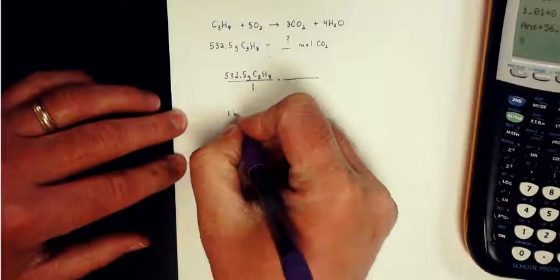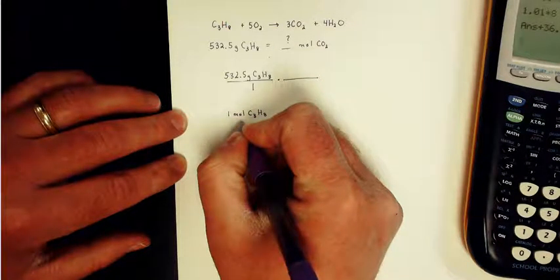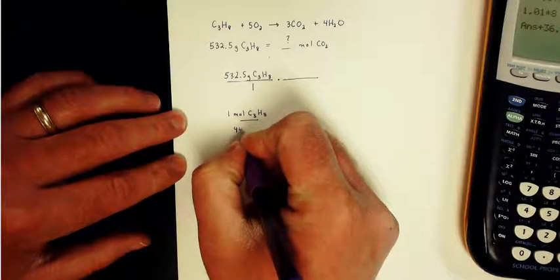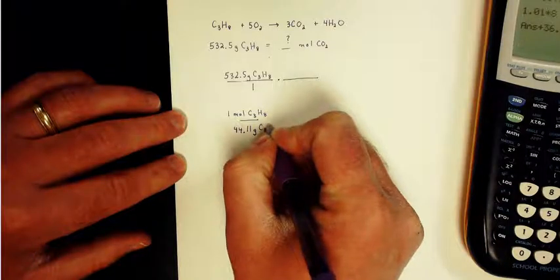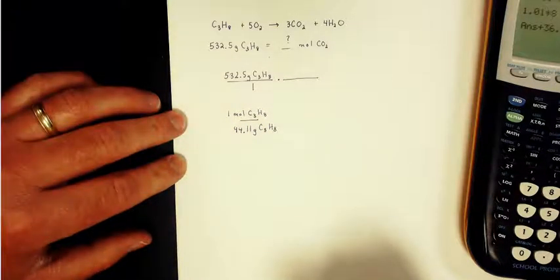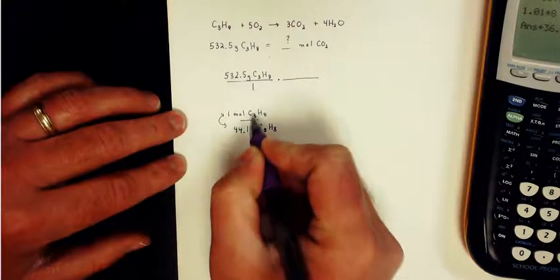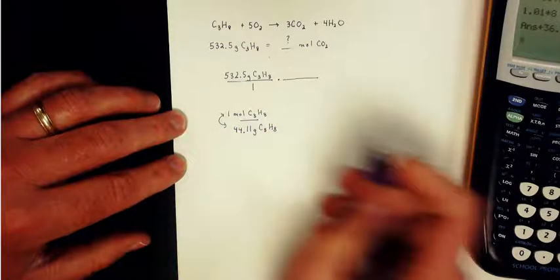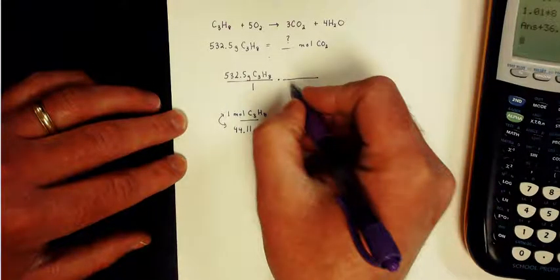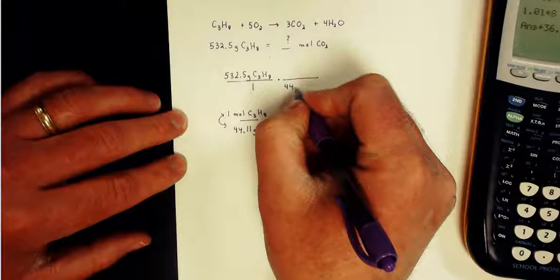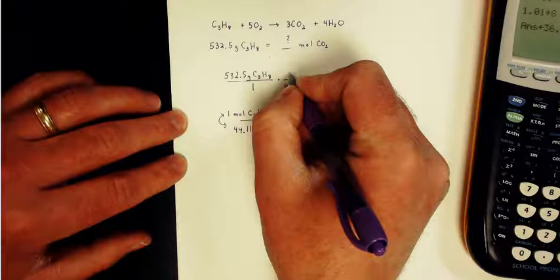So 1 mole of propane is equal to 44.11 grams of propane. And remember, that's a conversion factor that we can write either way. We can have the grams on the top or the moles on the top, either one. For our purposes, since we have grams on the top up here, we want to have grams on the bottom over here. So 44.11 grams of propane is equal to 1 mole of propane.